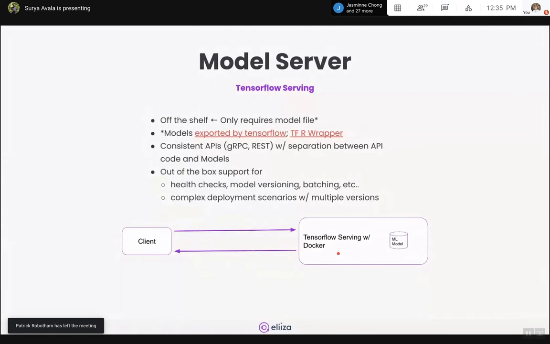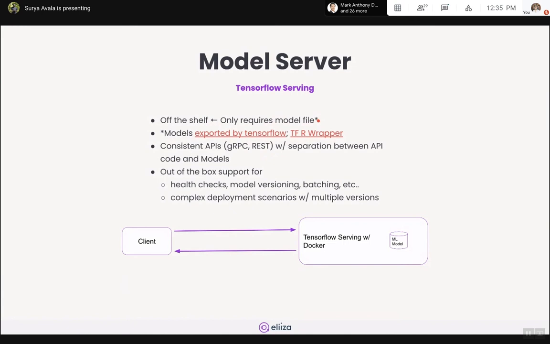TensorFlow, as most of you would be familiar, is an open source machine learning library. Recently, I think a couple of years back, they open sourced TensorFlow Extended, which is a bunch of tools that aim to make people's life easier when putting machine learning models in production. TensorFlow Serving is one such tool. It's off the shelf, so we could readily use it by giving it only our model file.